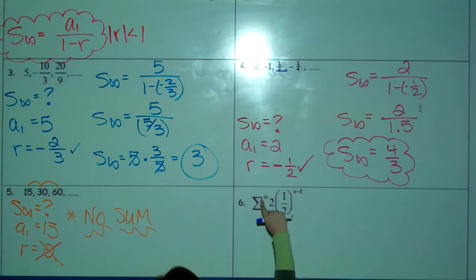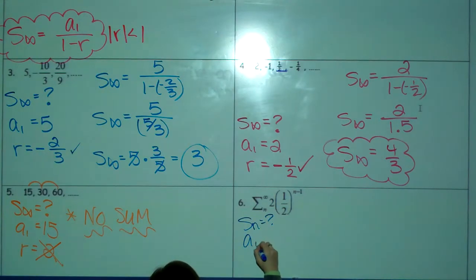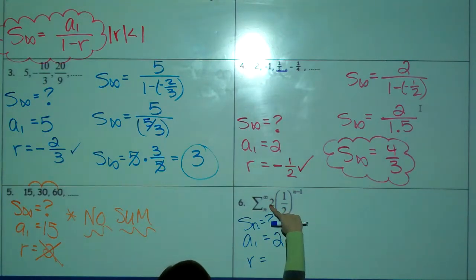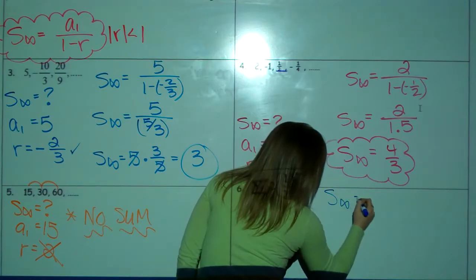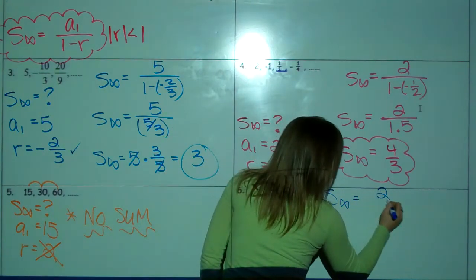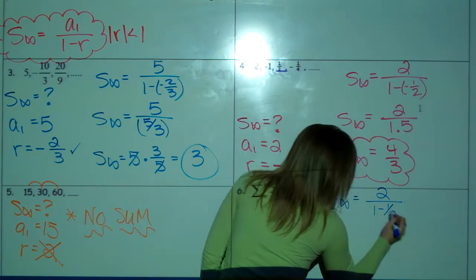Alright, and the way we know it's infinite is because there's an infinity symbol. So that's what we're looking for. The first term and the ratio. The first term is the number in front, usually, and the ratio is the number inside, or the one with the power. So the first term is 2, and the ratio is 1/2. So the ratio is good. So let's just put it into the formula. 2 over 1 minus a half.